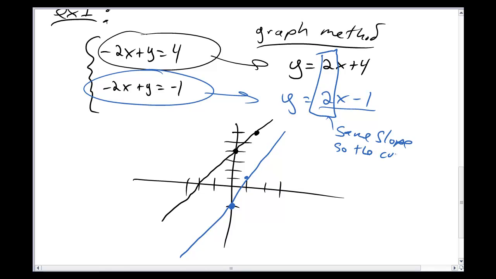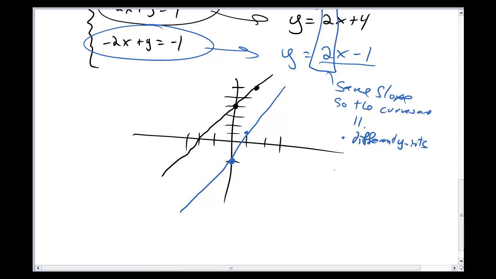So the lines are parallel. And I'm using a symbol here for parallel. You've got double lines for parallel, and you've got this for perpendicular, which means some sort of right angle like you'd find on a wall. So I got the same slope, so the lines are parallel, and they have different y-intercepts. So this tells me that there's no solution.